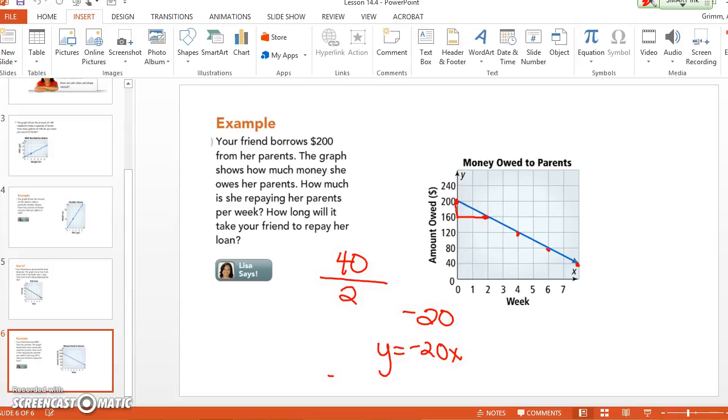Okay, and you said how many weeks? Good. So the reason this is going down is because the debt owed to her parents is $20 less per week. Because that's what she's paying. All right, very good.